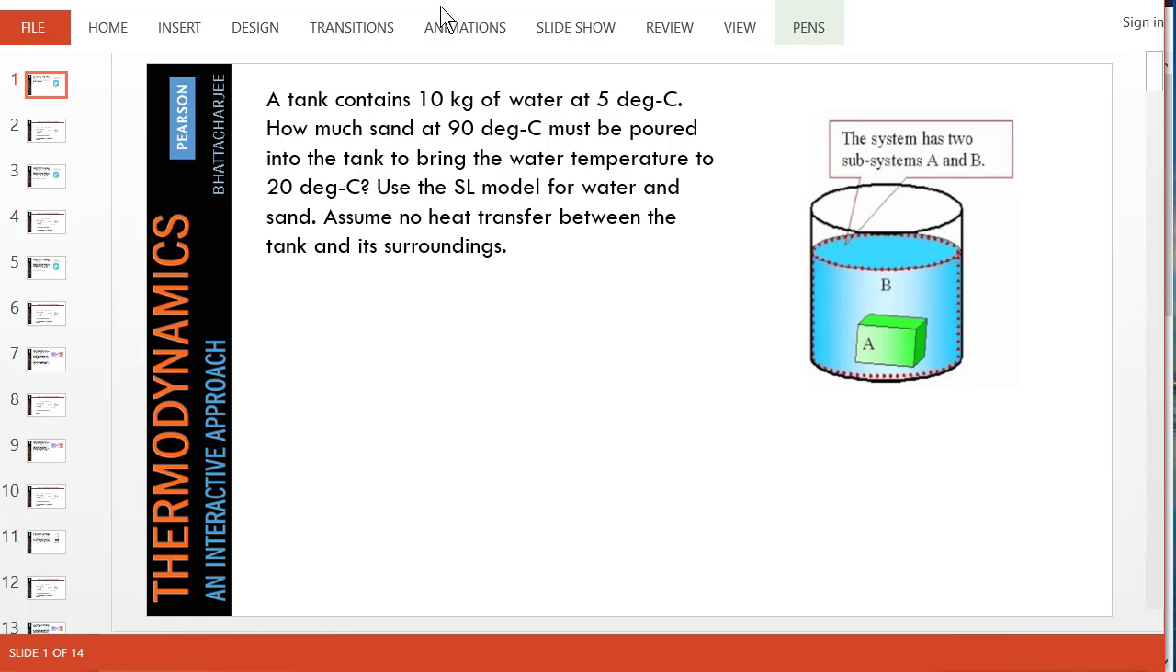Hello and welcome. In this problem, 10 kg of water in a tank has to be brought up from 5 degrees Celsius to 20 degrees Celsius by pouring some sand, represented by this block, which is at 90 degrees Celsius. We want to find the amount of sand that must be poured, and also the entropy generated because of the thermal friction that goes on because of the internal heat transfer.